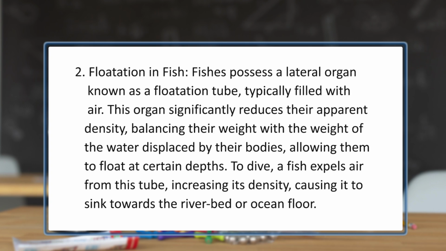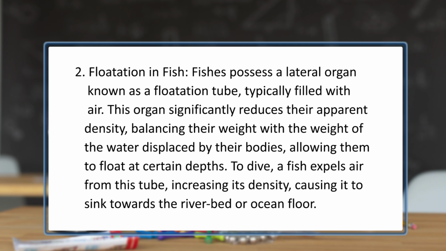2. Flotation in fish. Fishes possess a lateral organ known as a flotation tube, typically filled with air. This organ significantly reduces their apparent density, balancing their weight with the weight of the water displaced by their bodies, allowing them to float at certain depths.